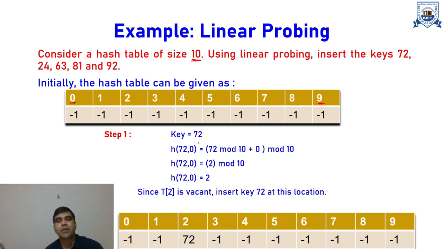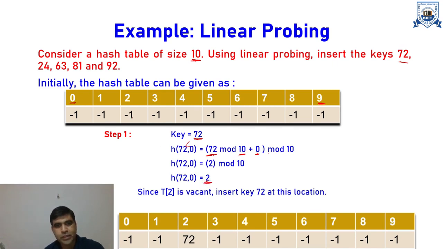The first key is 72. This is the first key which we want to store, and we want to calculate its address. h(72) = (72 mod 10 + i) mod 10, where 10 is the table size and i is 0 because it is the first probe. So 72 mod 10 plus 0, mod 10, is equal to 2.